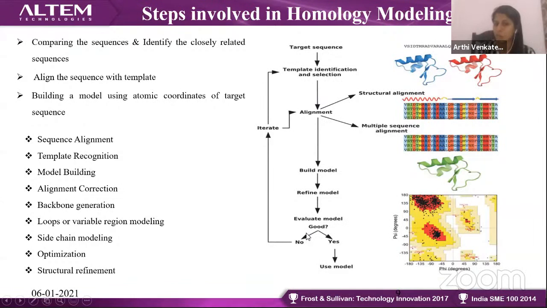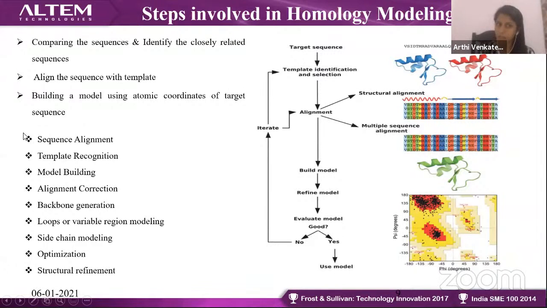In case the model is not good, you need to check whether the alignment is the problem or whether the template identification or selection is the problem. You need to understand what is the exact error. After that, if you rectify it, you can get a good model. Once you have done the model, how will you evaluate it? Obviously through Ramachandran plot. So these are the basic steps involved in homology modeling.